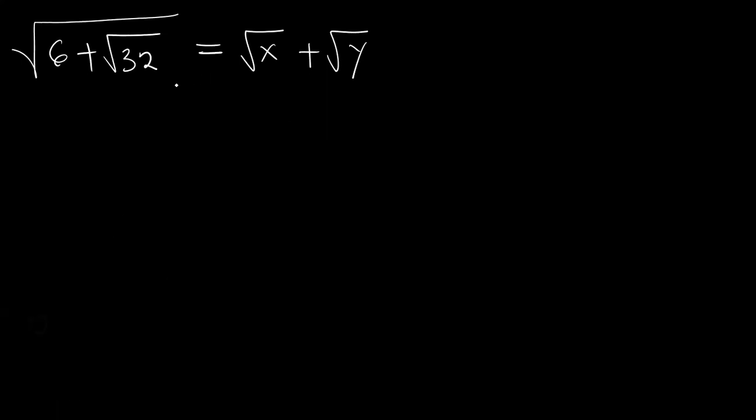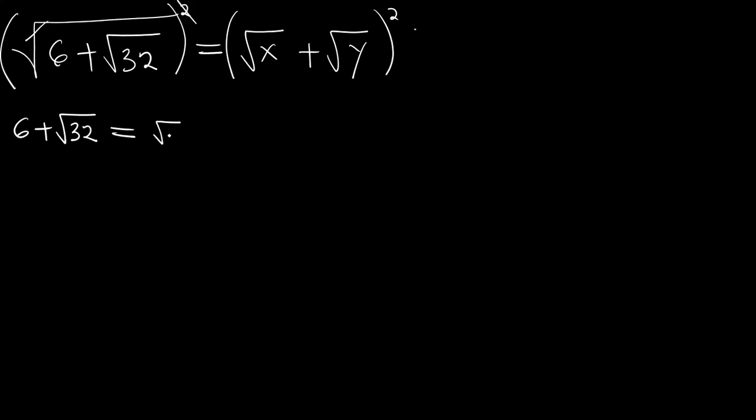Now, having done this, I will square both sides. If I take the square of both sides, this square will remove the square root. You now have on the left hand side 6 plus the square root of 32, is equal to the square root of x plus the square root of y times the square root of x plus the square root of y.